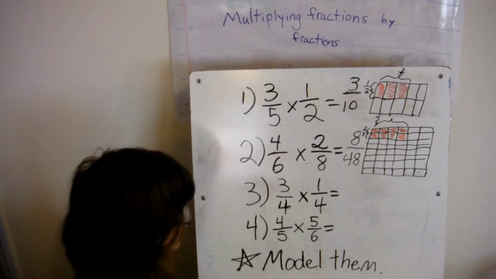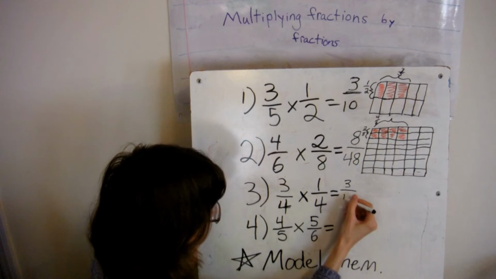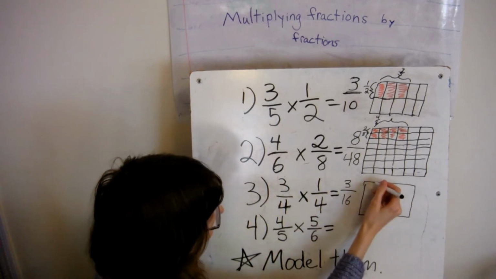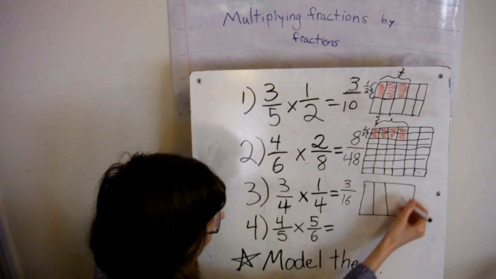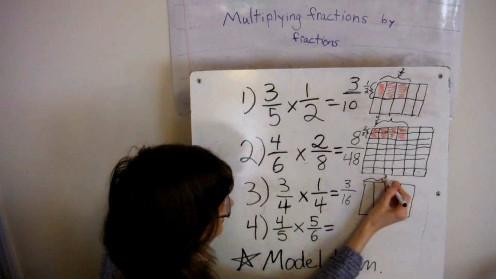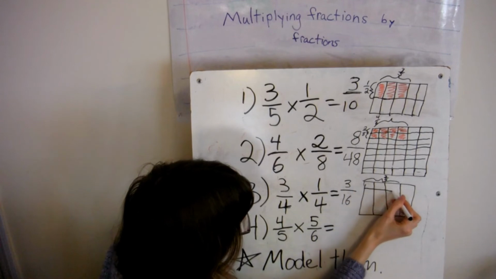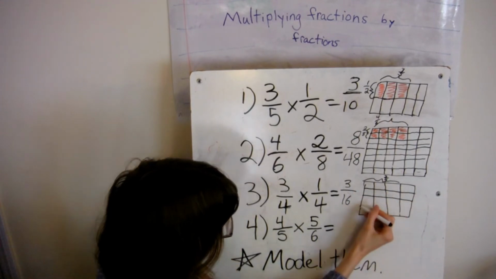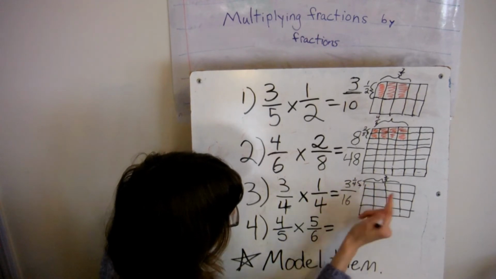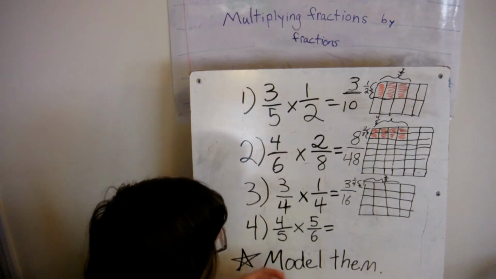Okay, next one. 3 times 1 is 3. 4 times 4 is 16. Okay. So split it in 4ths. There's going to be 3 of those 4ths. Split it in 4ths again, and this time it's only going to be 1 of those 4ths. Oops. Okay. And so then you shade those in.